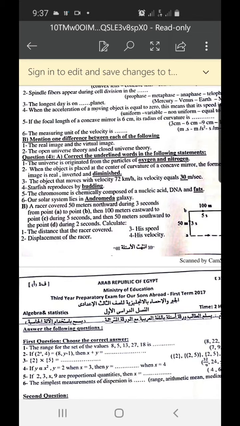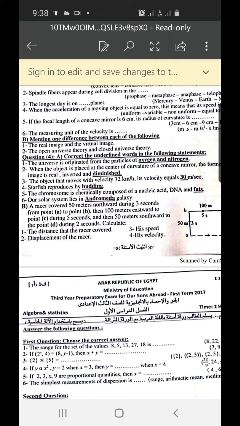Question number 4, correct the underlined words from the following statements. Number 1, the universe originated from the particles of oxygen and nitrogen. The answer is hydrogen and helium. The correct answer is hydrogen and helium.